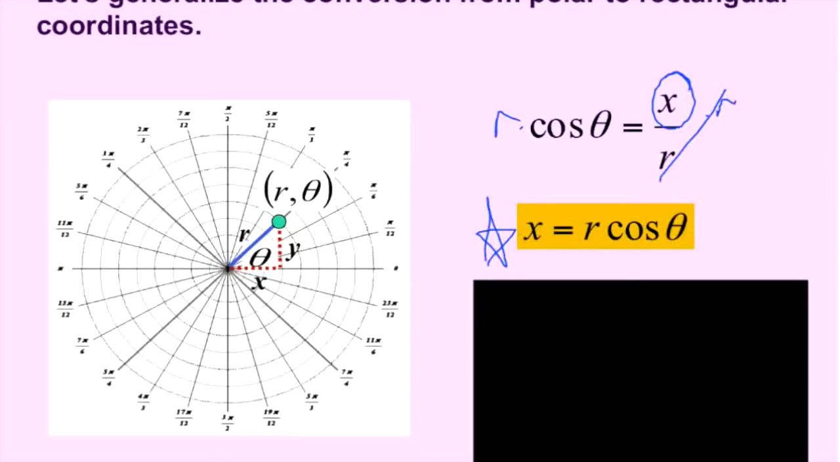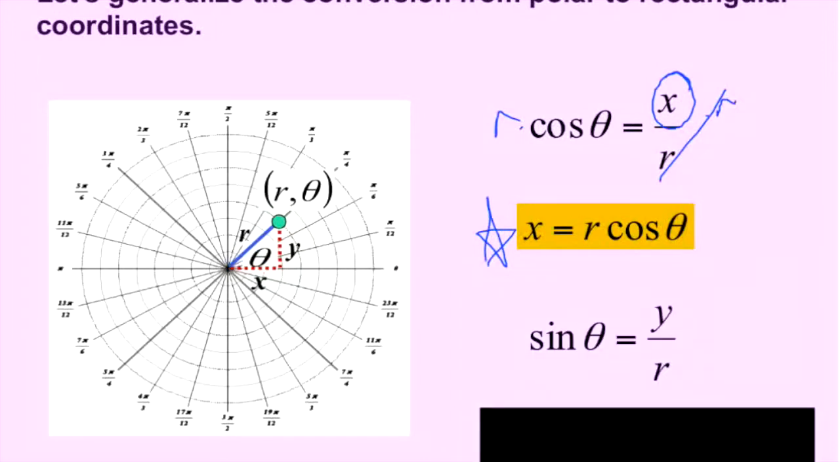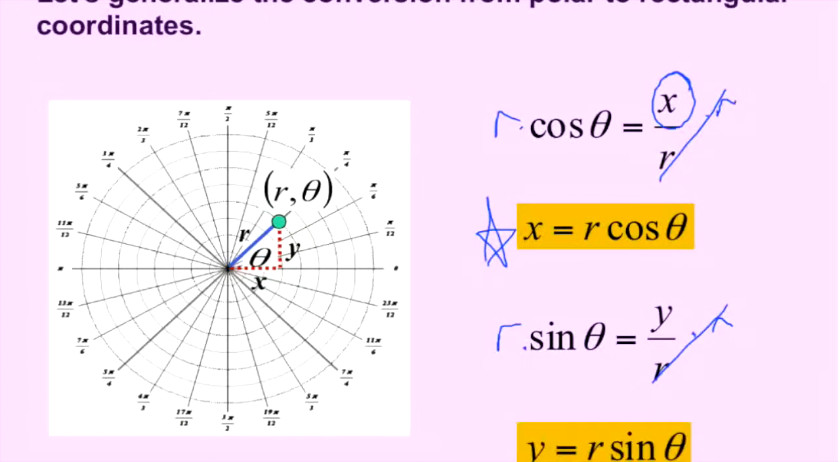Okay, so that's your generalization for finding x. Now let's try y. So y is going to be the same thing except with sine. My sine theta equals opposite, which is y, over hypotenuse, which is my r. So you guys go ahead and write your equation for y, and then I'll show it to you, but you should have it pretty easily. Exactly. So y equals r sine theta.